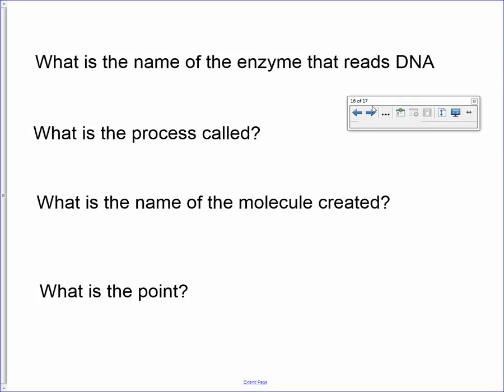Here's some probing questions to see if you got the material. What's the name of the enzyme that reads DNA? That would be RNA polymerase. What's the process called? It's called transcription. What is the name of the molecule created? That would be messenger RNA or mRNA. And what is the point? Well, the point is to get the code from DNA out from the nucleus and into the cell where it can be used.